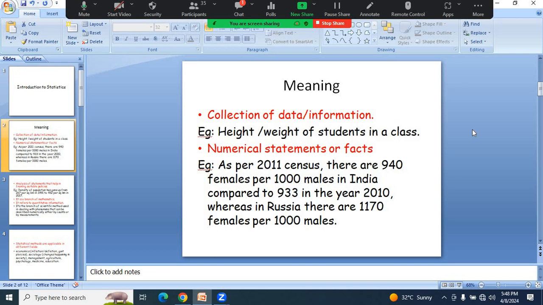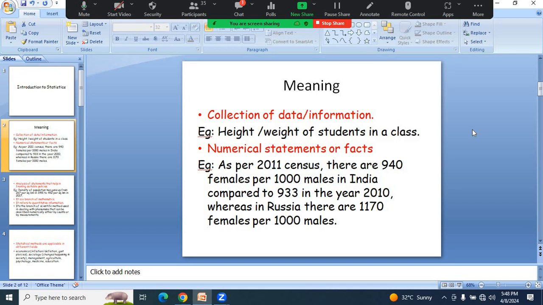Any organization that is starting, how many people are in the CSE engineering department, how many are in technical, how many are in IT, how many are in mechanical. All this is statistics, meaning gathering information.